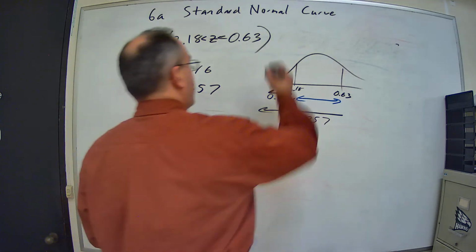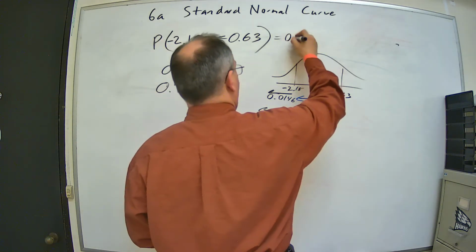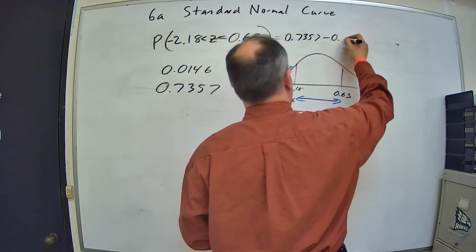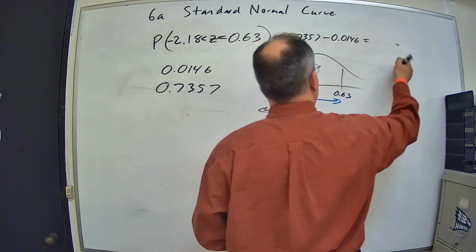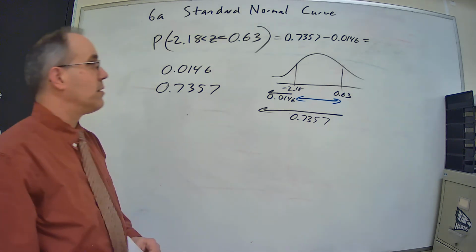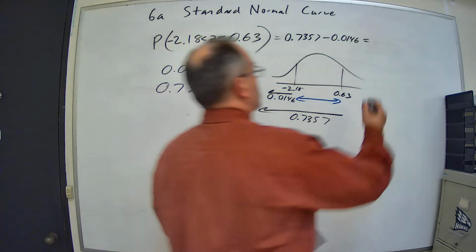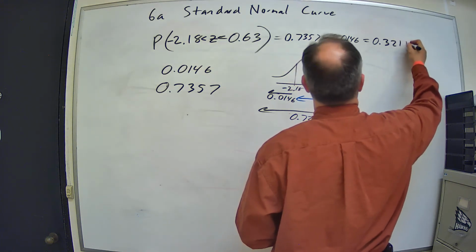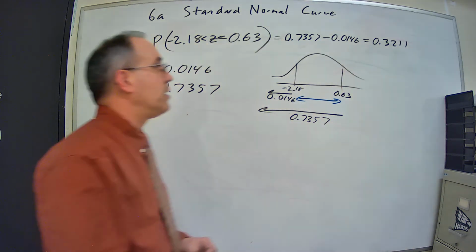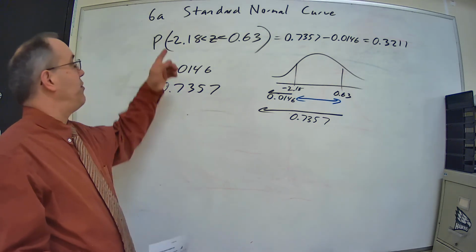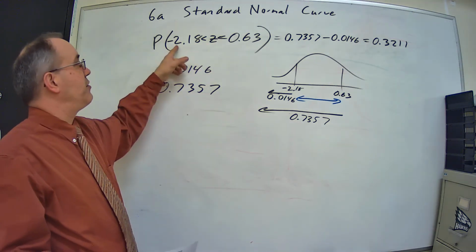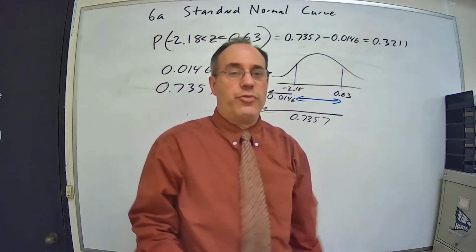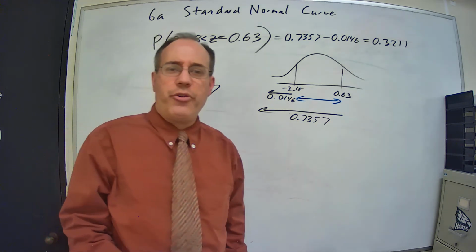So I'm just going to take this as 0.7357 minus 0.0146, which is going to give me 0.3211. So the probability of randomly selecting a z-score between negative 2.18 and 0.63 is 0.3211. Or we got about a 32% chance.